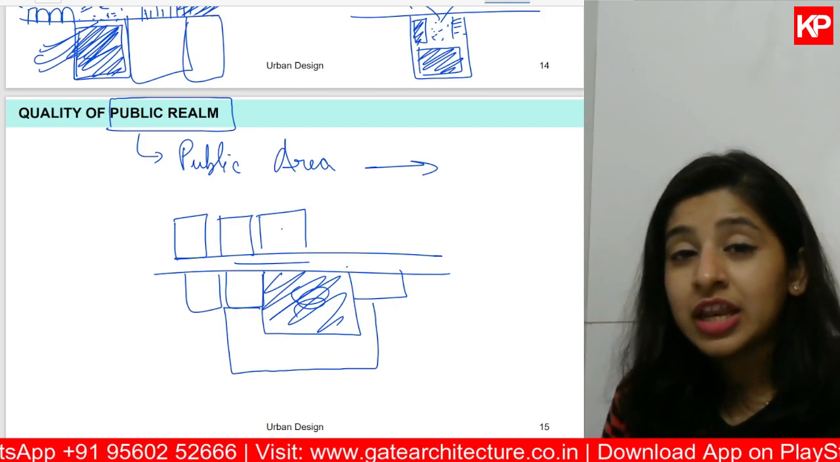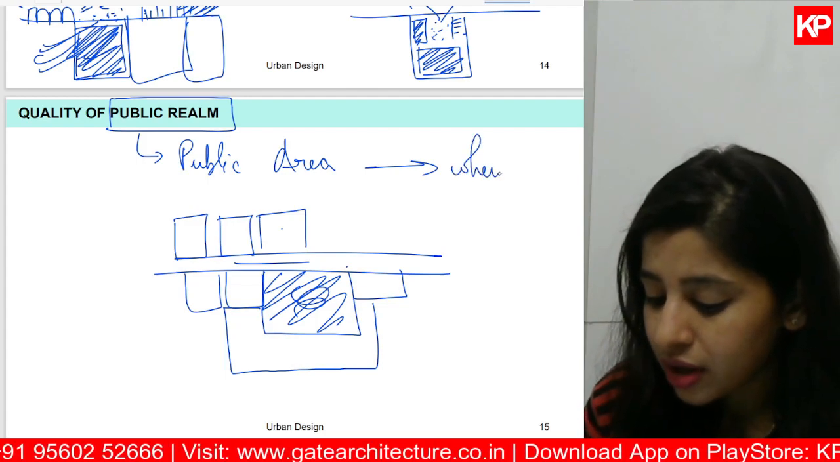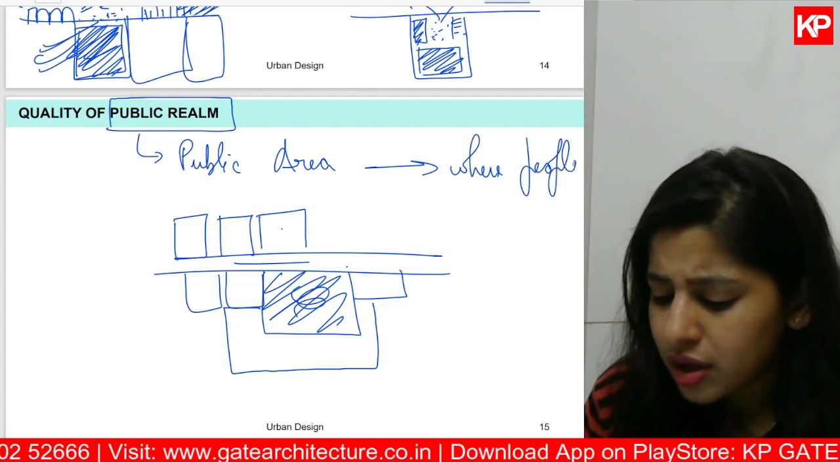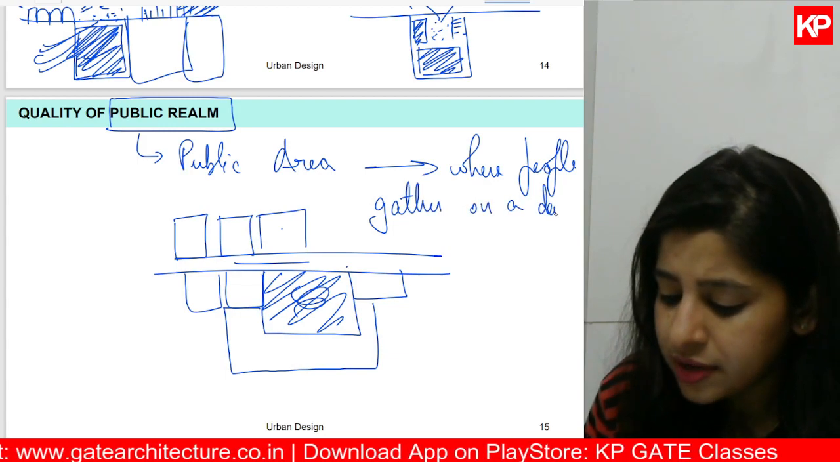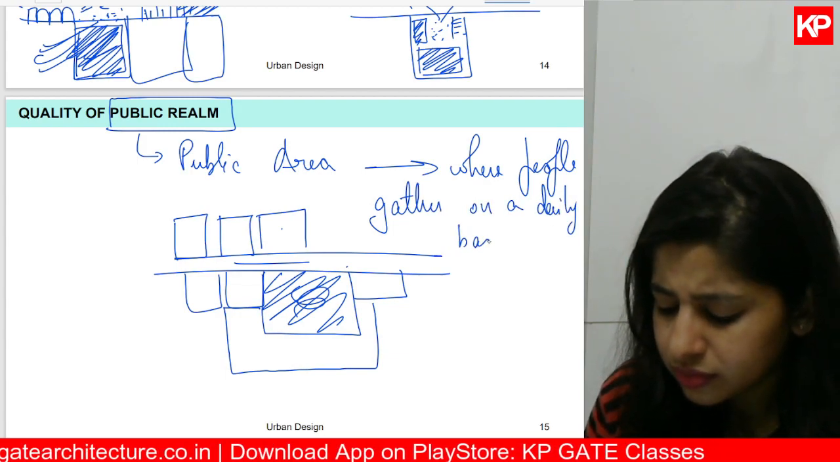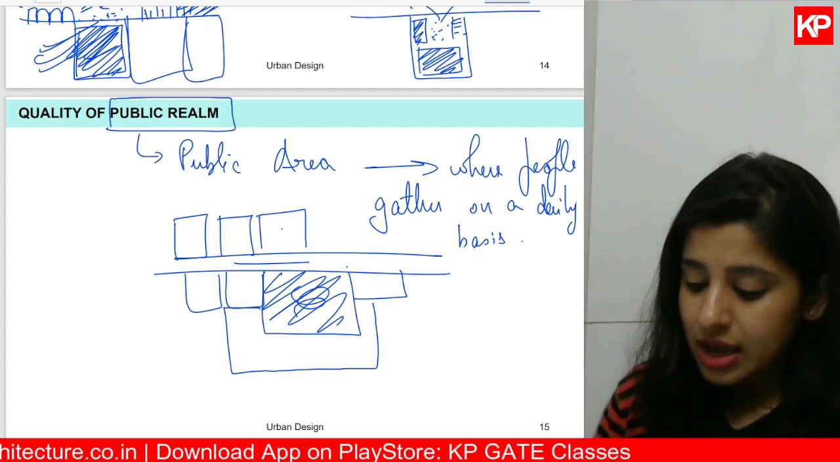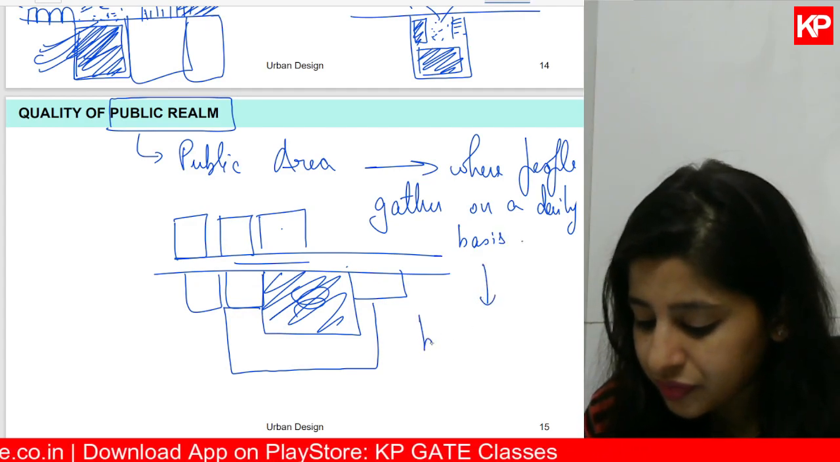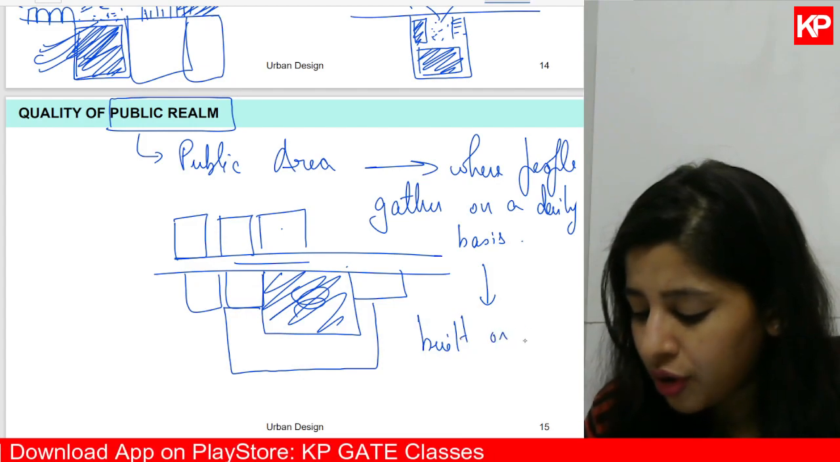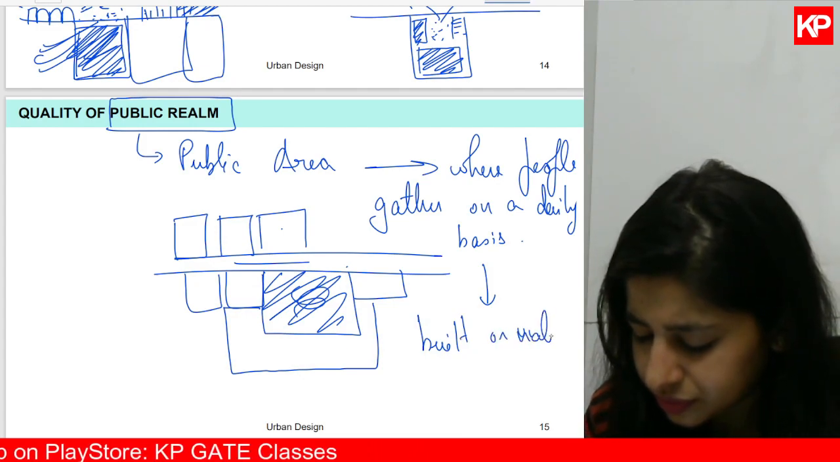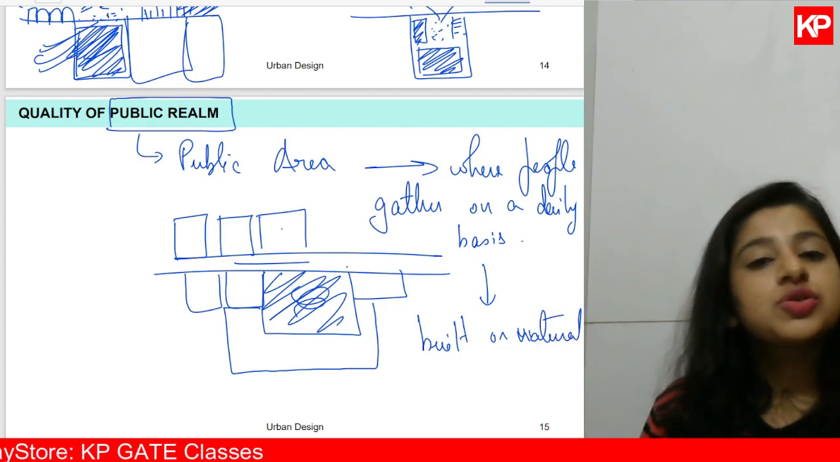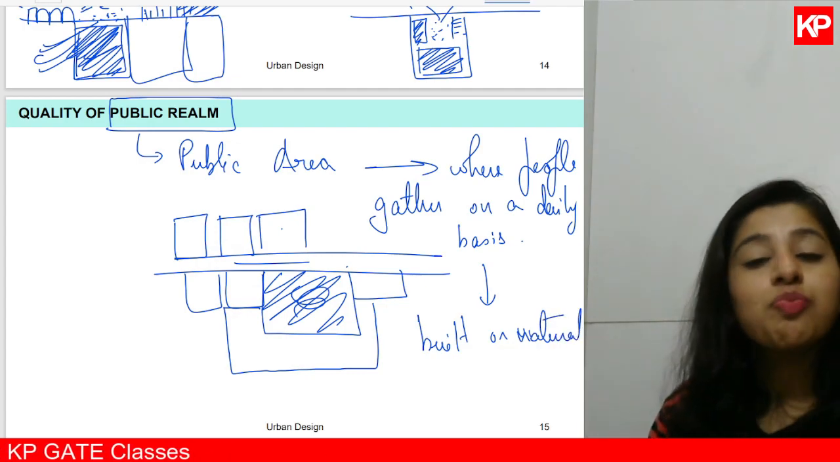That means the public area where people gather on a daily basis, and this can be built or natural. Okay, so this is what your public realm is.